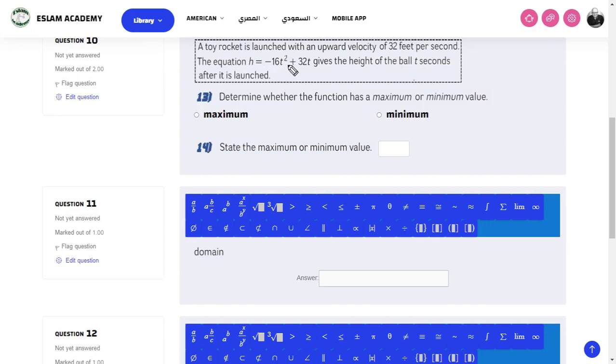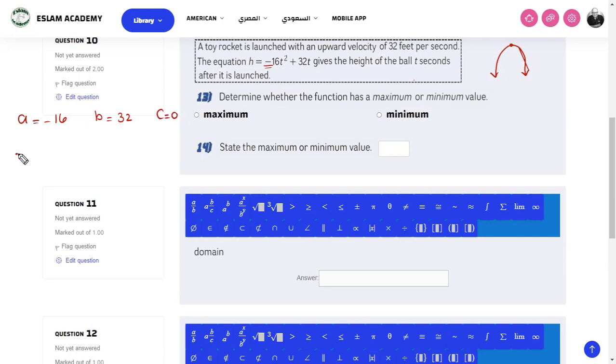As we said before, just look at the coefficient of t power 2. The coefficient of t power 2 is negative. Once the coefficient of t power 2 is negative, it means the parabola is open downward. Once the parabola is open downward, we have a maximum value. To state the maximum value, we need to find a, b, and c. You will find that a is equal to negative 16, and b is equal to 32. C is equal to 0, because there is no absolute term.